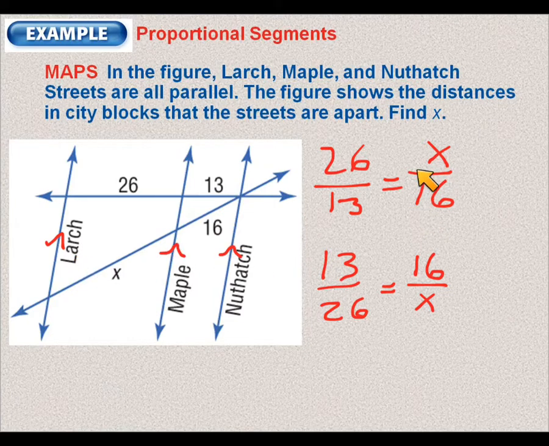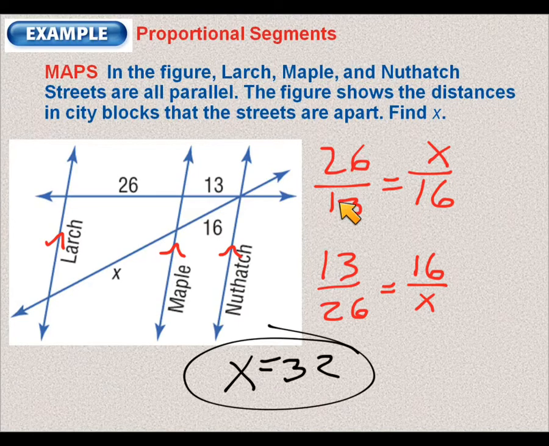Now, you could go ahead and cross multiply and solve this, but you could also get it just by looking at it here. You know 26 is double 13, right? So if they're proportional, this piece has got to be 32 because you just double 16, right? To get from here to here is times 2, so to get from here to here times 2. That's the same thing you get when you cross multiply. So I would get X is 32. Again, if you want to cross multiply to get that, that is also correct.